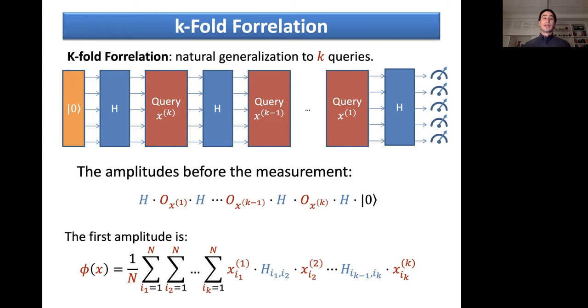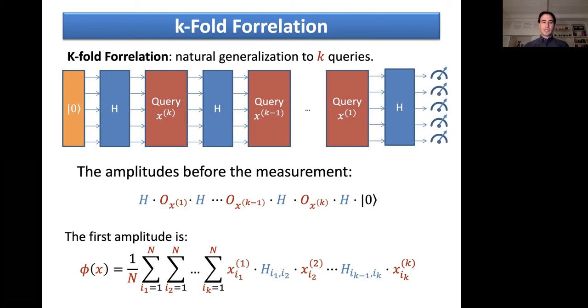Next, we want to define k-fold correlation. It turns out that it's much more natural to define k-fold correlation starting from the solution rather than from the problem. Think of k vectors. How can you generalize the previous solution that had two vectors, x and y, into k vectors, x1 up to xk? The natural thing would be to query these k vectors one by one.